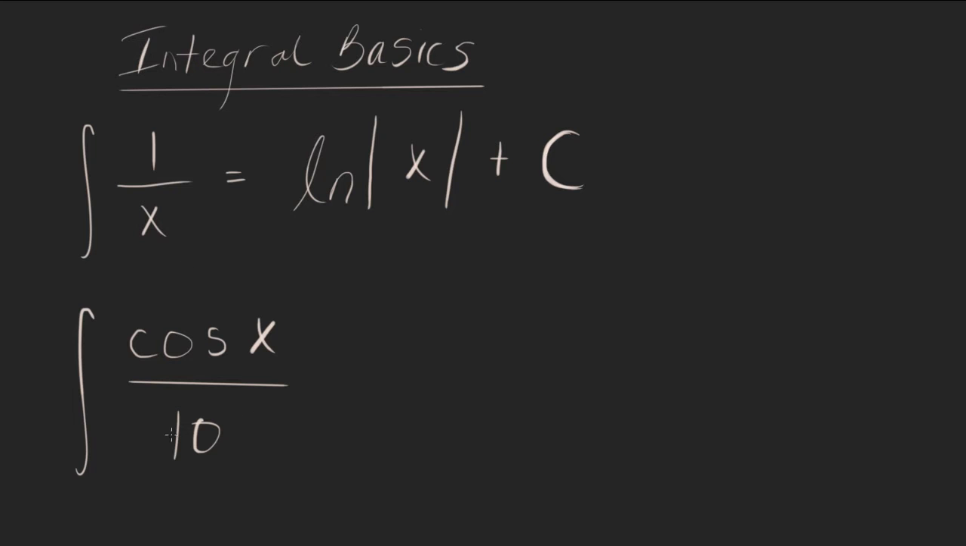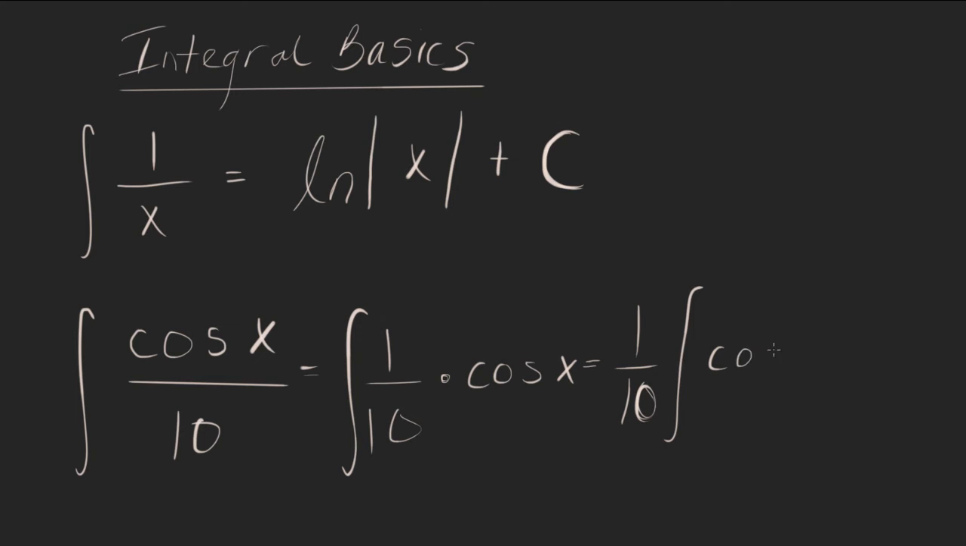Well, thinking back to the e to the x problem, where there was a constant in the front, we can rewrite this as the integral of 1/10 times cosine x. We can take this constant out, put it right in front. Definitely want to get in the habit of doing that because it makes the problems look 10 times easier. So we have 1/10 times the integral of cosine x. We know that the antiderivative of cosine x is sine x because the derivative of sine x is cosine x. So the answer is 1/10 sine x plus c. And that's your answer to that one.